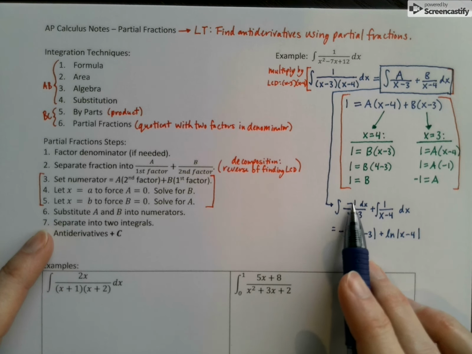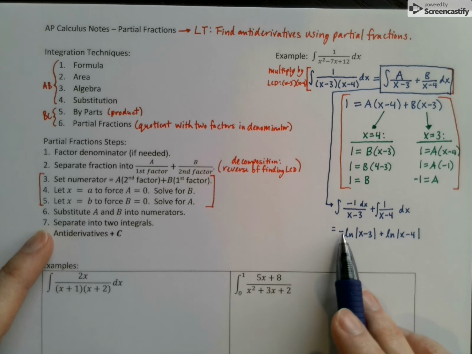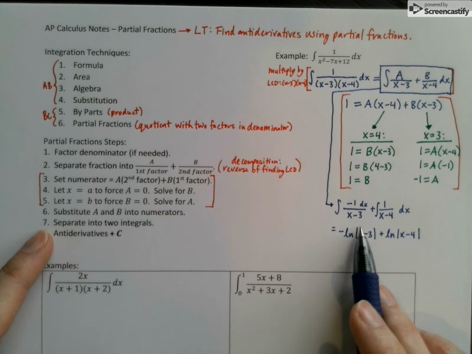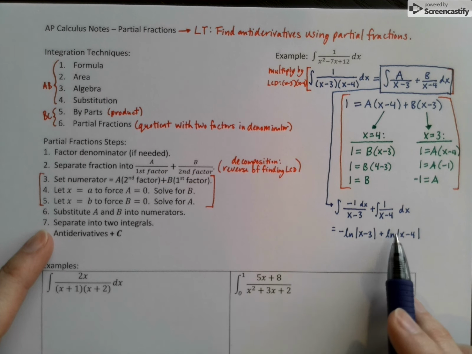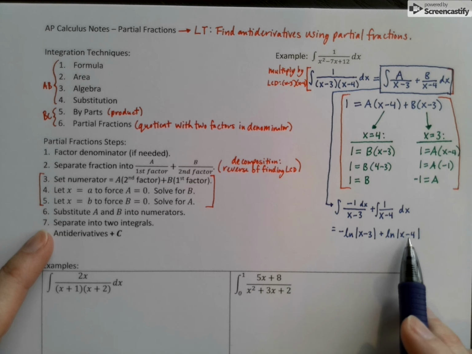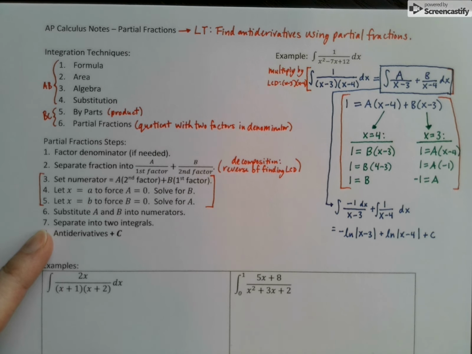Because this negative 1 is a constant coefficient, I can pull it out in front. So I get the negative natural log of the absolute value of x minus 3 plus another antiderivative, natural log absolute value of x minus 4. Don't forget your plus c like I just did. And I want to show you one more thing that you might be required to simplify if this was a multiple choice question.